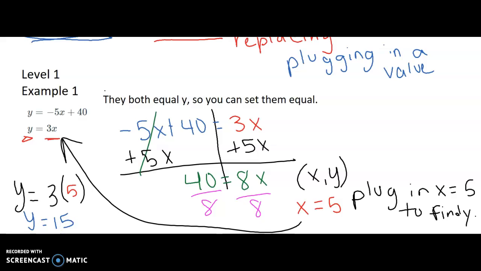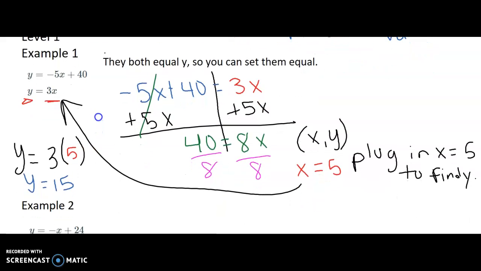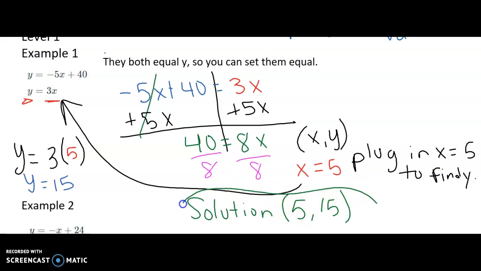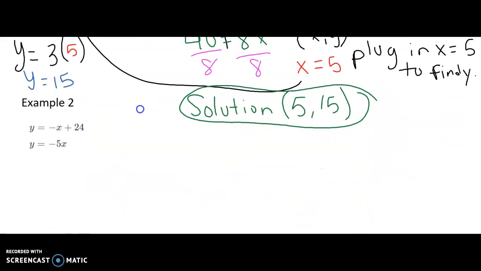So my solution here is going to be, solution is 5, 15. There it is. That is what solves my system. All right, let's go ahead and try another example for solving a system.